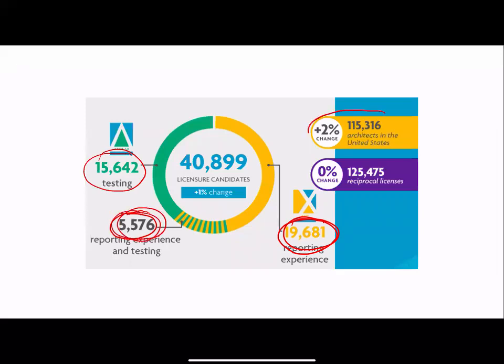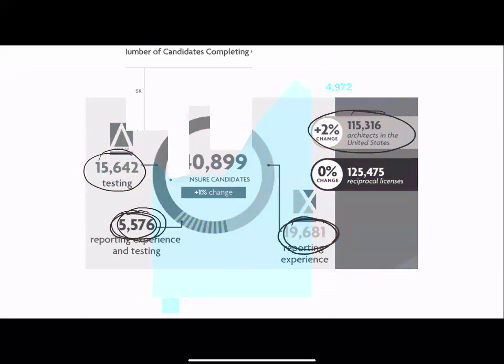There are 115,000 architects in the US, and that's up a bit since the recession, but I don't know if it's up a bit from 2017 to 2018.